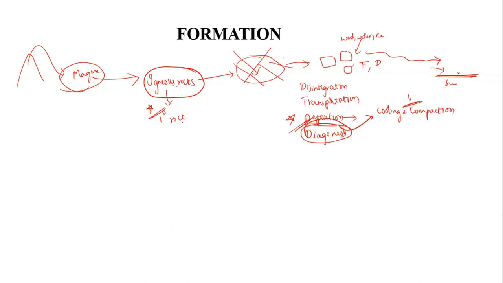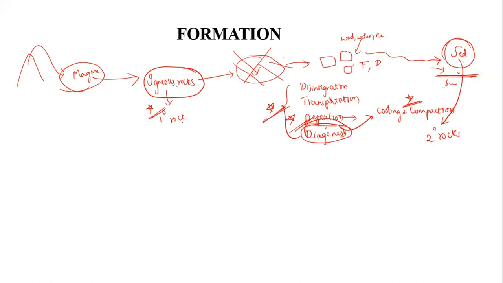So this compaction of rock is nothing but diagenesis. These four steps are very important. They are helpful in sedimentary rock formation. Ultimately, we will get sedimentary rock here. So it is forming from igneous rock, which is primary rock. So sedimentary rock is also called secondary rock.